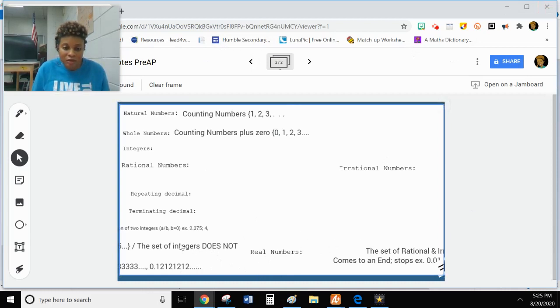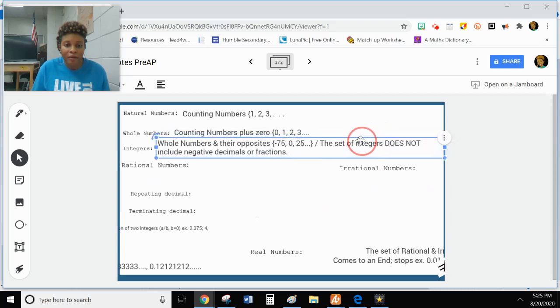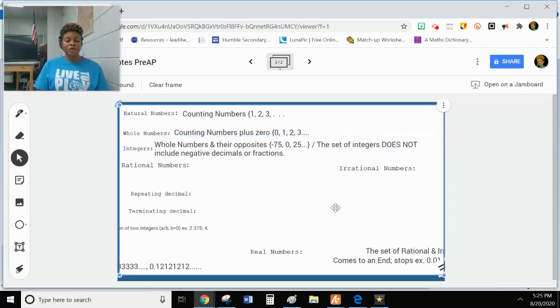So let's see. There we go. So integers are whole numbers and their opposites. So that means positive 1, negative 1, positive 5, negative 5, positive 1,000,000, negative 1,000,000. They're opposites because they're the same distance away from 0 on the number line. And it includes 0 because we added 0 in when we got to whole numbers, right?